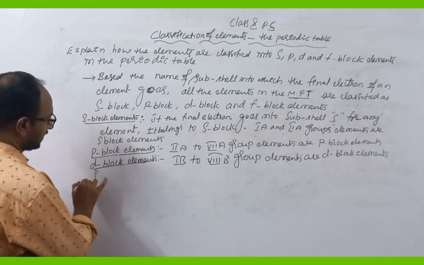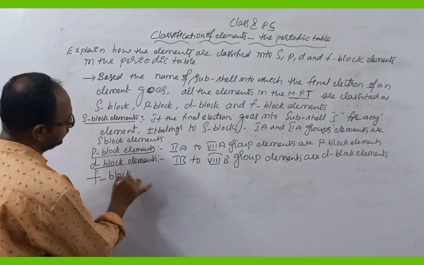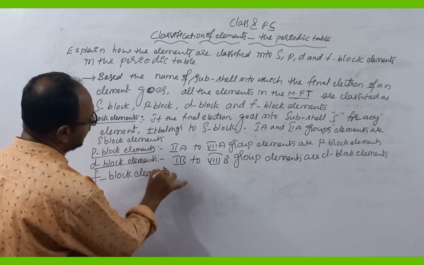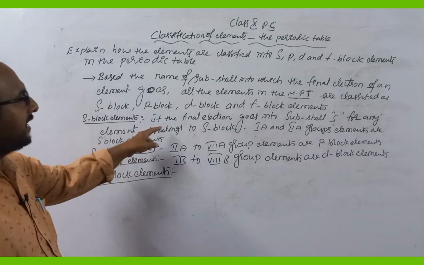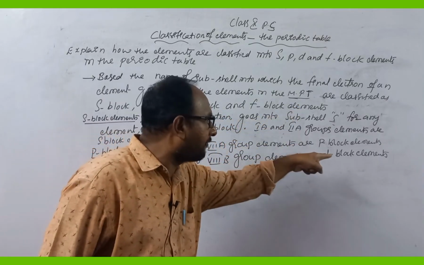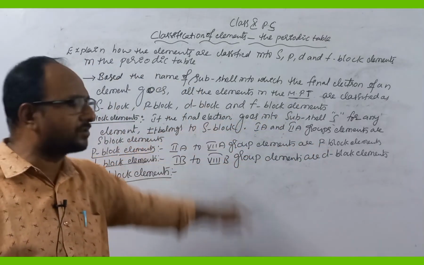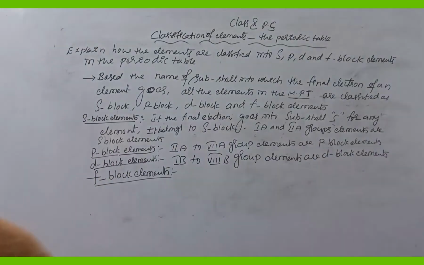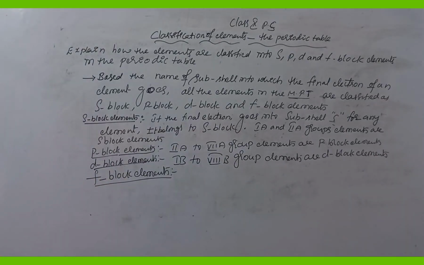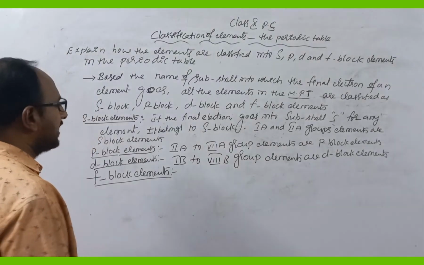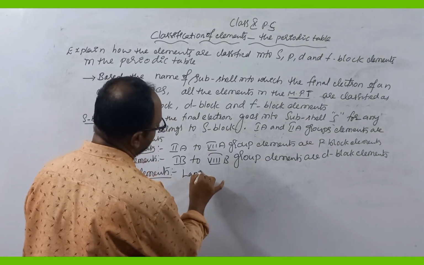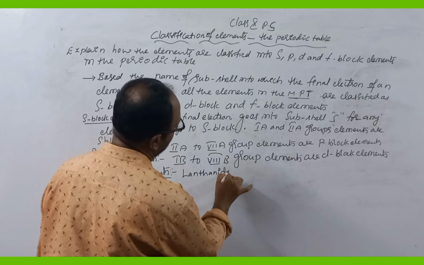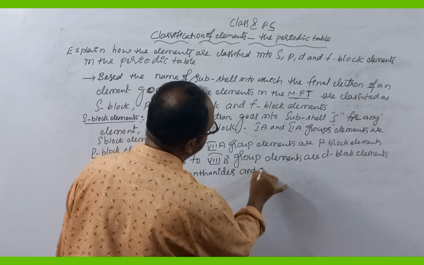Next, F block elements. What are F block elements? If the final electron goes into the subshell F for any element, that element belongs to F block. If you write the electron configuration for any element, if the final electron goes into the subshell F, then we can take that element as belonging to F block. But what are F block elements? Lanthanoids and actinoids are called F block elements.